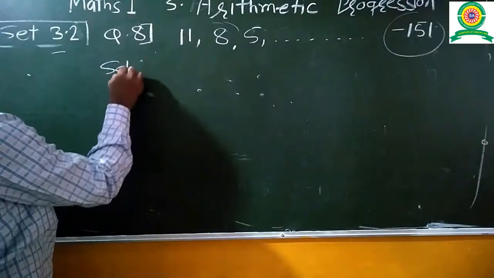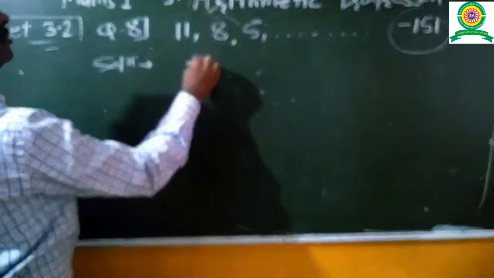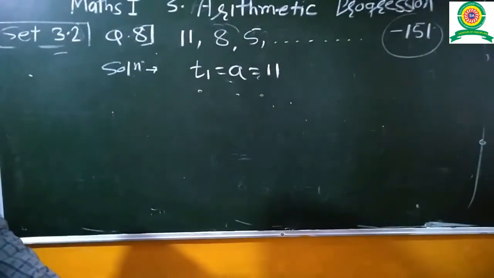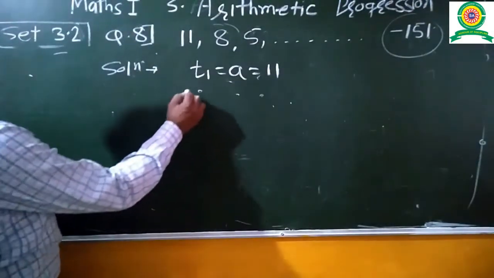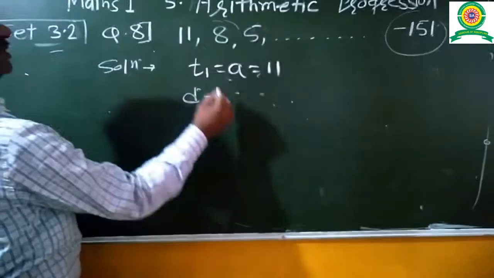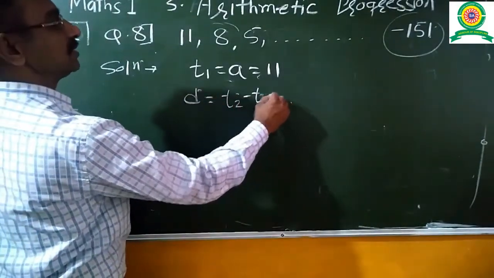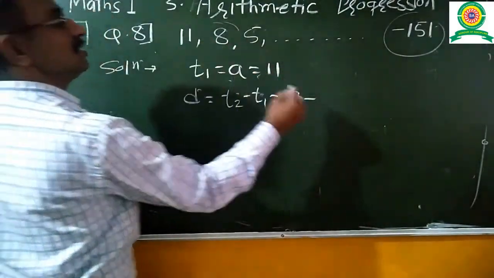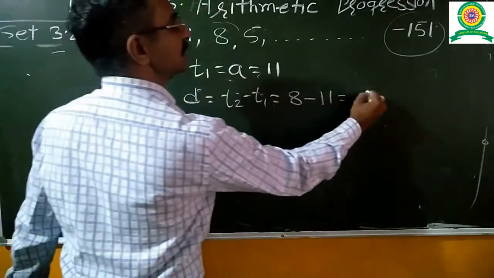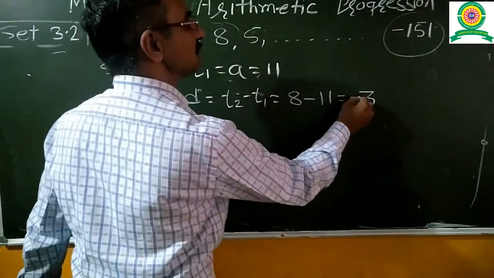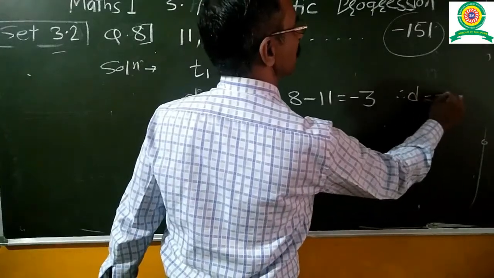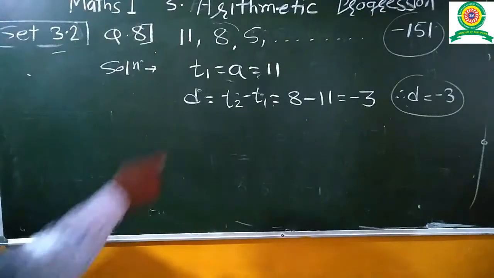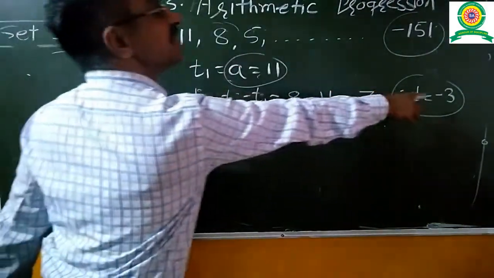So in the solution, again T1 = A = the first term = 11. Then we want to calculate the difference. D = T2 - T1. The value of T2 is 8, so 8 - 11. What is the difference? 11 - 8 is 3, and the higher number has a minus sign, so D = -3. Means we know A = 11 and D = -3.